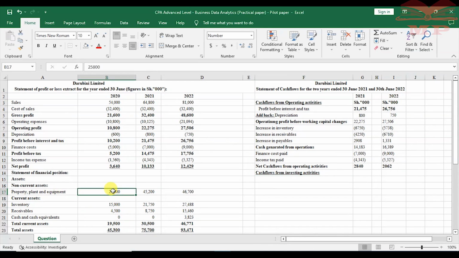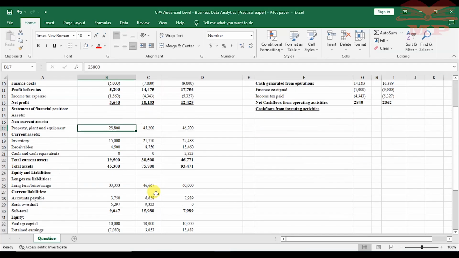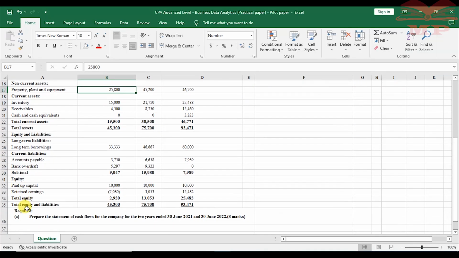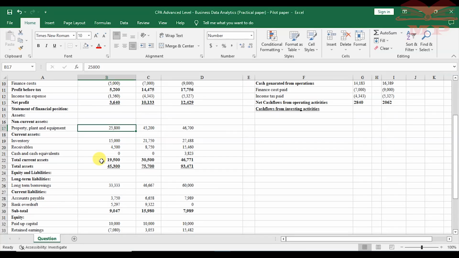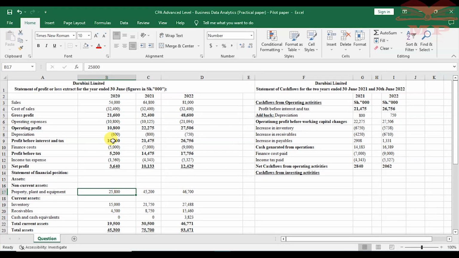If this is the opening balance of property, plant, and equipment for 2020, then this is the closing balance, which has increased so immensely. You can see from 25,800 to 45,200. That can only tell you one thing: the business purchased new items of property, plant, and equipment. Remember, there is no revaluation under equity here, so no revaluation was carried out. So the only things that affected property, plant, and equipment must have been acquisition and depreciation.